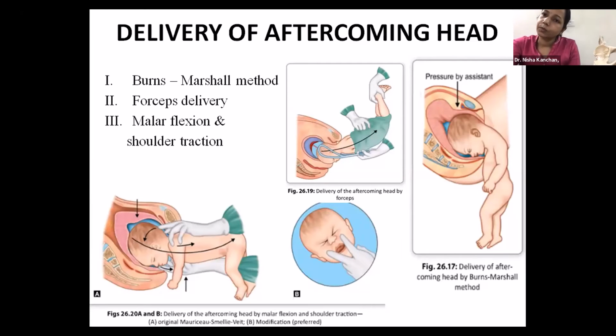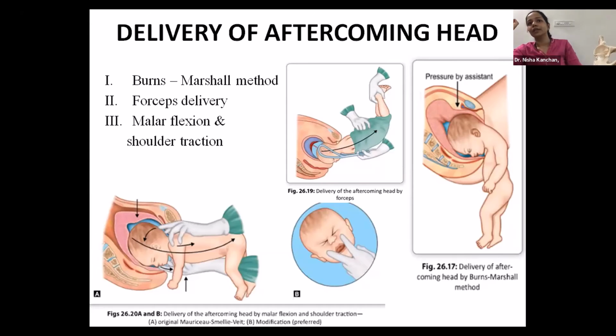The other one, figure 26.19, is forceps delivery. Do you know the name of the forceps used for delivery of breech? It's a special type of forceps. Okay, here you hold the breech by this towel. Yes, very good. Piper's forceps. This is a little longer than your normal forceps. Your assistant is putting a cloth around the baby's body and lifting it up. So you go underneath the baby's body and you apply forceps to the baby's head and you deliver it. So these are the three methods: Burns-Marshall, forceps delivery, and malar flexion shoulder traction.